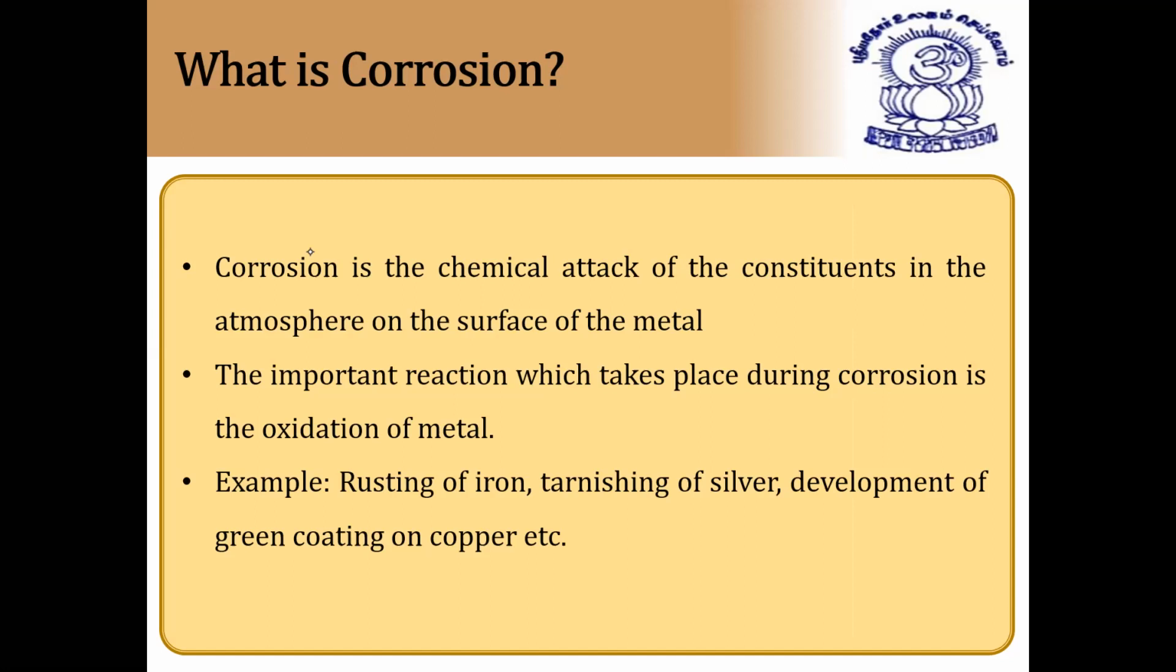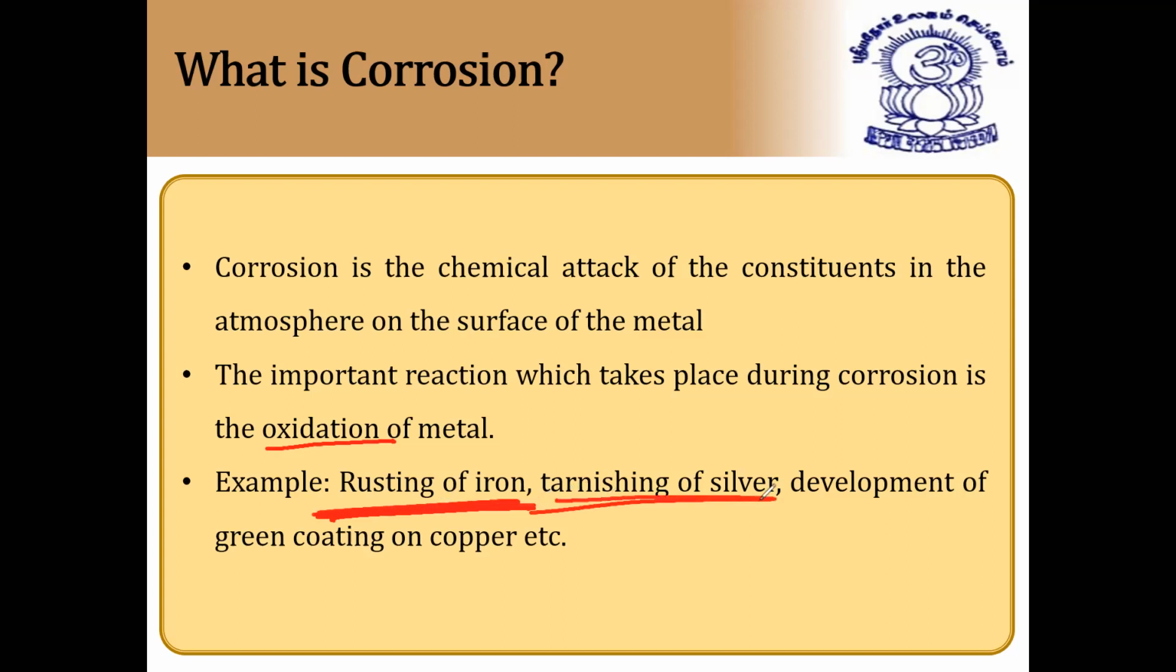The important reaction which takes place during corrosion is the oxidation of metal. Very important: in corrosion, oxidation takes place. I'm underlining the word oxidation. Rusting is the same. Example, rusting of iron: iron gets rusted because iron absorbs moisture from air and forms iron oxide. Here iron is converting into oxide, that is why it is called oxidation of metal. Tarnishing of silver, development of green coating on copper, etc., are all examples of corrosion.